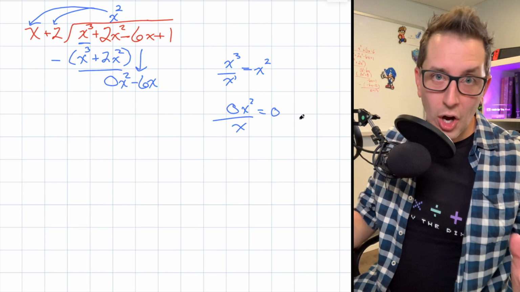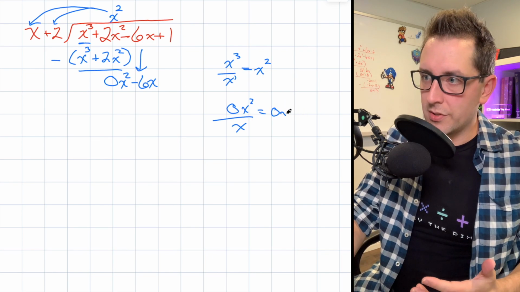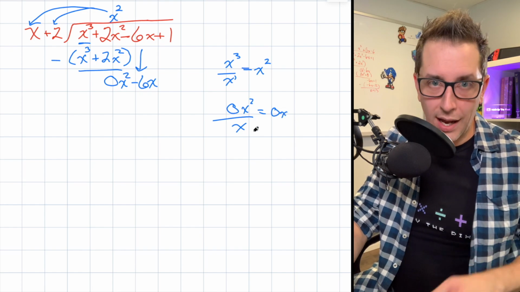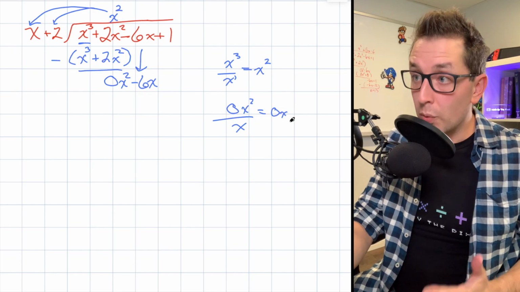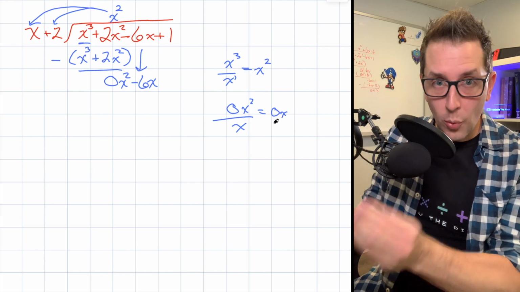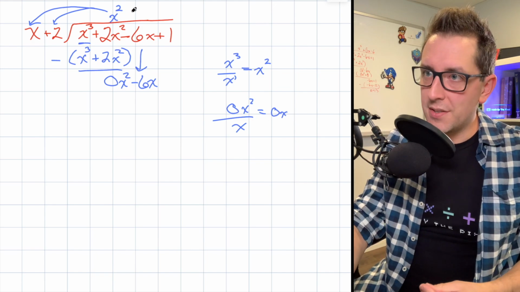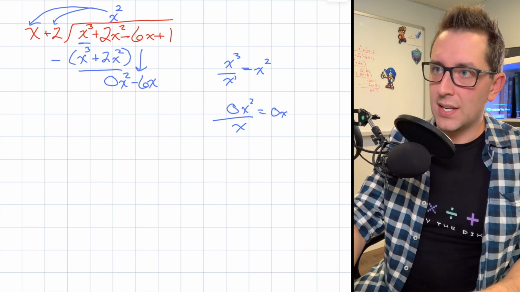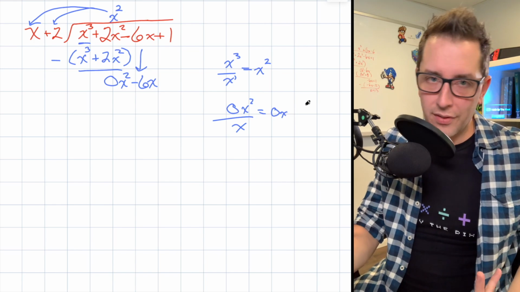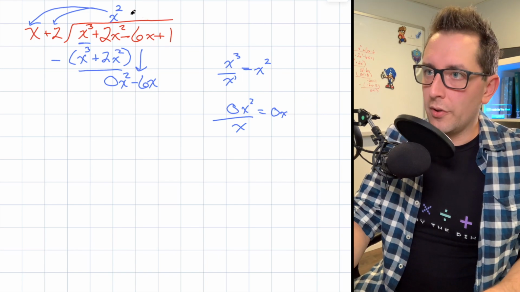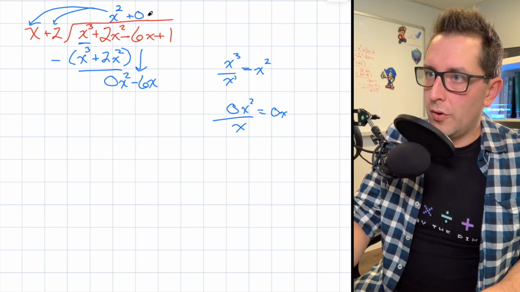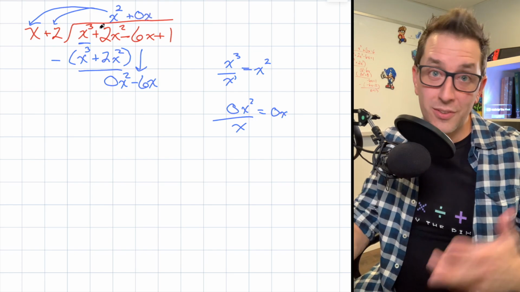But I'm not just going to call it 0. I'm going to call it 0x, right? Because x squared divided by x is x. And the reason I do that is because I need to know where I'm putting that term, right? I'm going to put that term directly above that negative 6x, okay? Because it's got the same variable, same power, right? So I'm going to add 0x. I could put minus 0x too. It doesn't matter. It's 0, right?